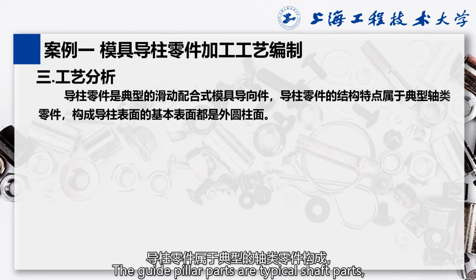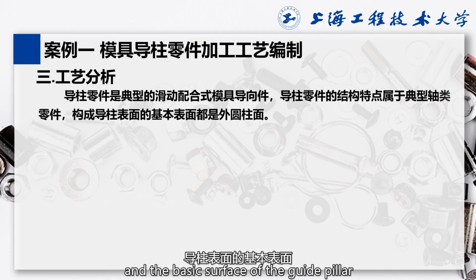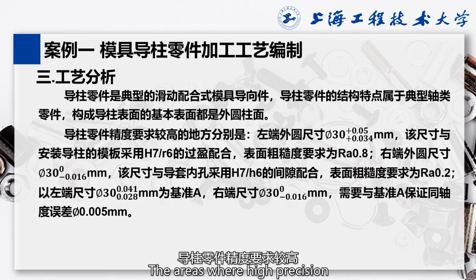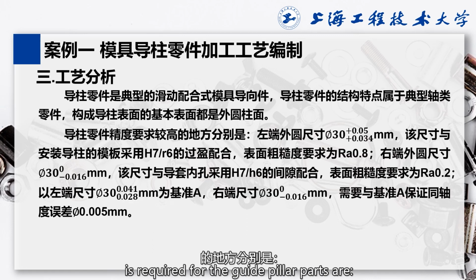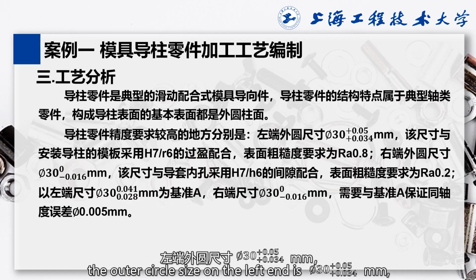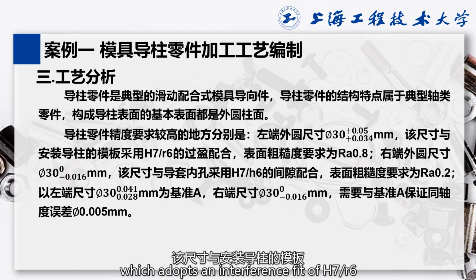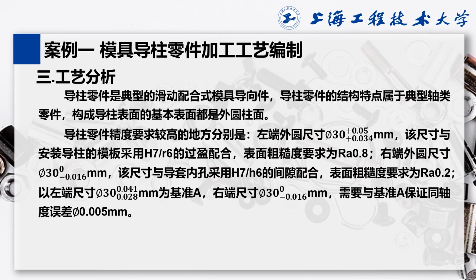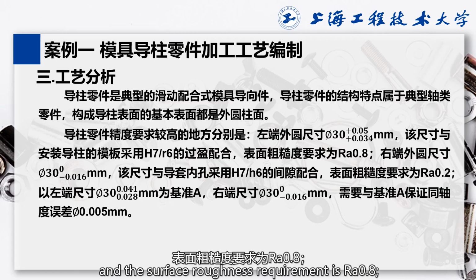The guide pillar parts are typical shaft parts, and the basic surface of the guide pillar is an outer cylindrical surface. The areas where high precision is required for the guide pillar parts are the outer circle size on the left end, which adopts an interference fit of H7 or R6 with the template for installing the guide pillar, and the surface roughness requirement is Ra 0.8.